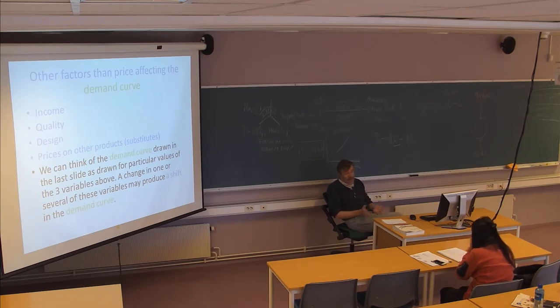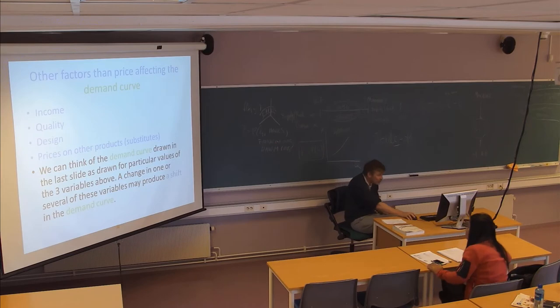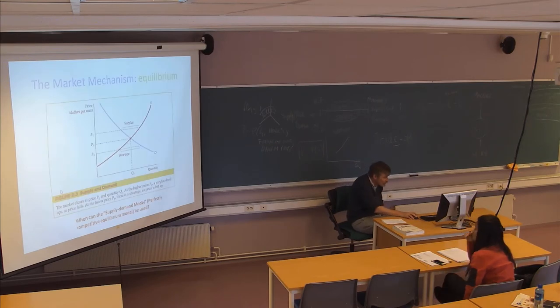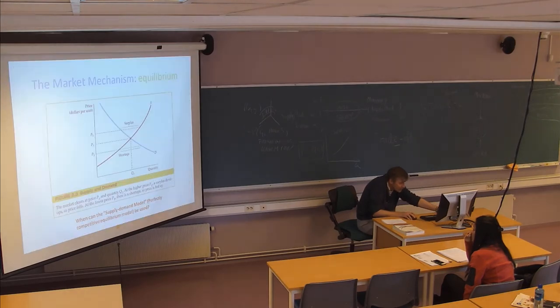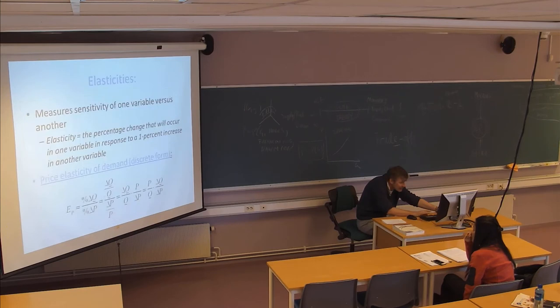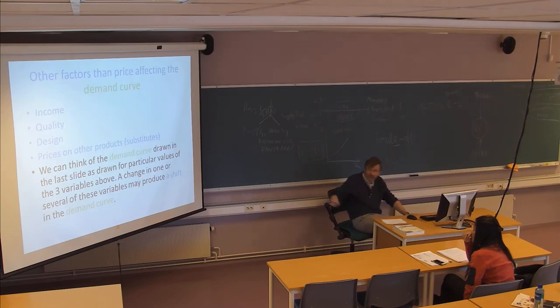And in the same way as in the supply curve case, we can think of the demand curve drawn in the last slide as drawn for particular values of the three, which again, of course, should be 4, shouldn't it? I tried to change it on the fly here. That didn't go. I will have to do it later on. Again, a typo. There are 4 variables up there, isn't it? Income, quality, design, and prices. It says 3 in the text. Again, a typo. Sorry, 4 it should be.